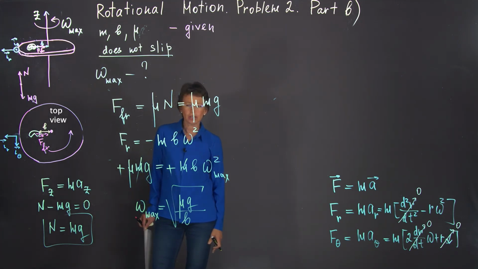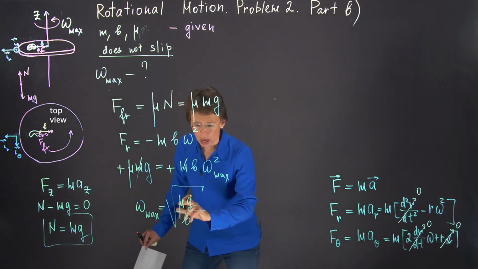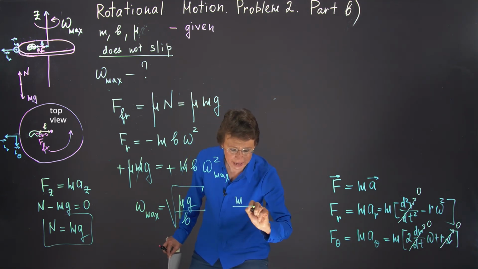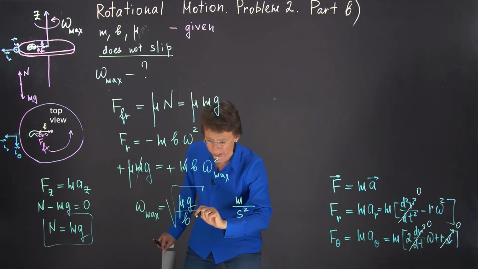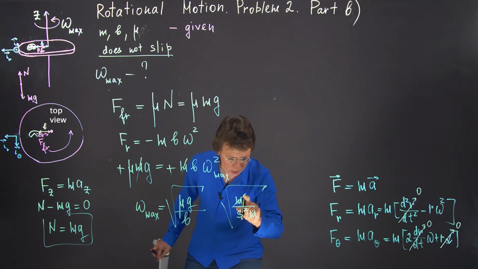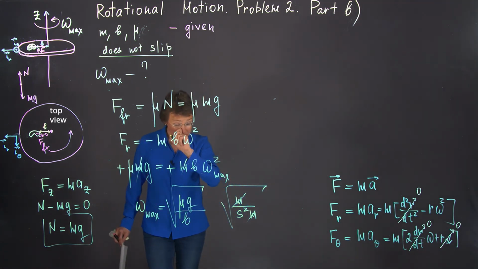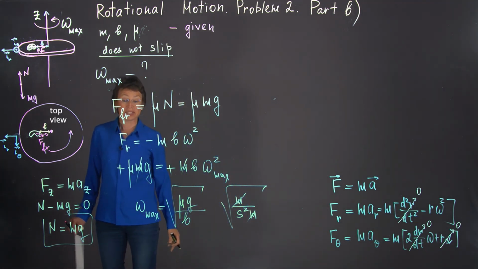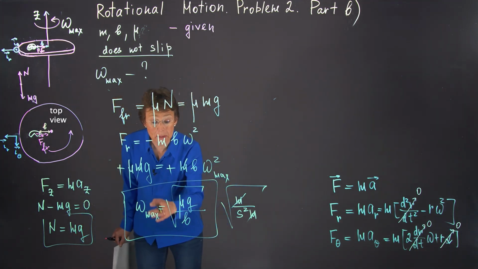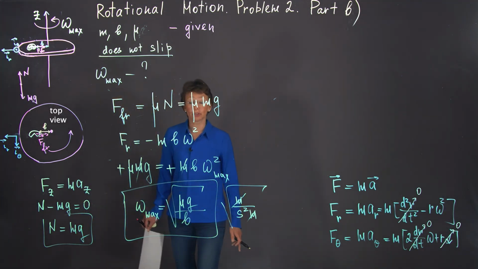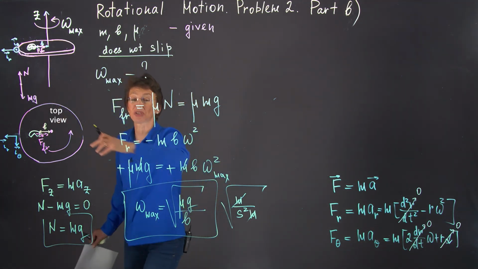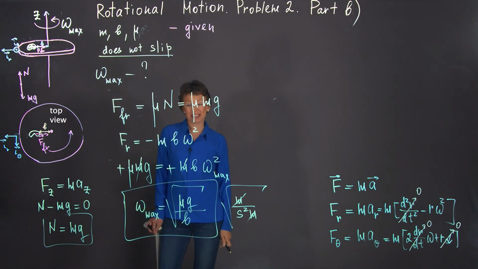Is the dimension right? Let's check the dimension real quick. Mu is dimensionless. What is the dimension for g, acceleration of gravity? It is meters per second squared. What is b? b is in meters. The square root of 1 over second squared will give me 1 over second, which is the dimension for omega. So we solved for omega maximum, the maximum angular velocity that we can have right before this piece of cheese will start slipping. Problem solved.